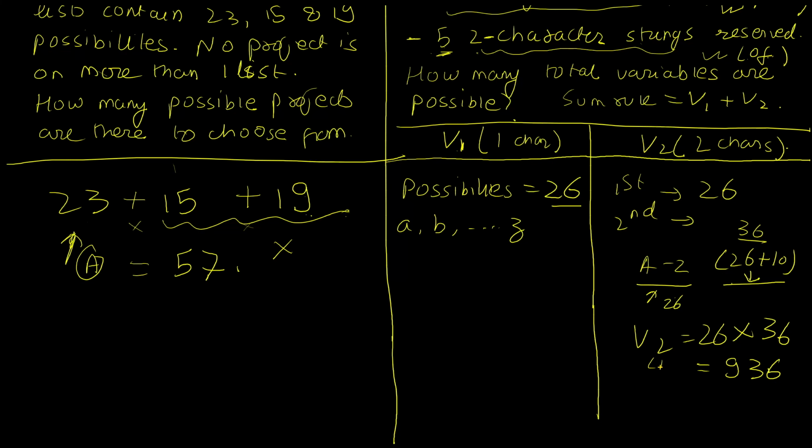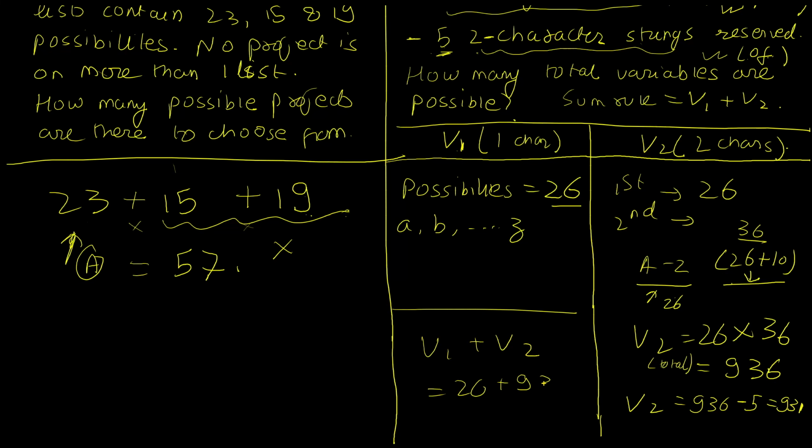So let me just call this v2 total or something. And the actual number of characters that I'm allowed is just going to be equal to 936 minus 5. And this is going to give me 931. And now I can tell that the total number of ways is just going to be v1 plus v2. And this is going to be 26 plus 931. And this is going to give me 957. So this will be the total number of variables allowed in the programming language BASIC.